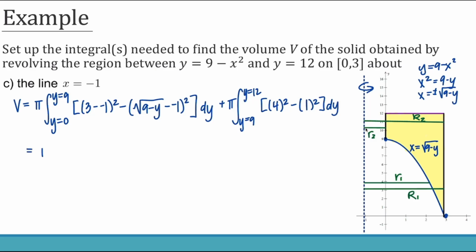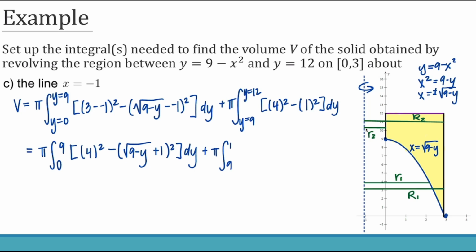And so I'll clean it up a little bit. So we have pi, the integral from 0 to 9 of 4 squared minus radical 9 minus y plus 1, squared dy, plus pi, the integral from 9 to 12 of, I can actually simplify this further, right? It's just 16 minus 1, so we're integrating 15 dy.